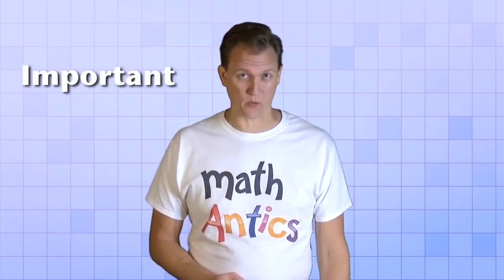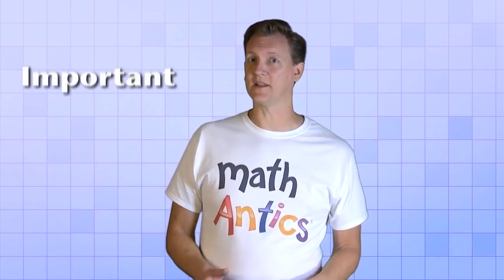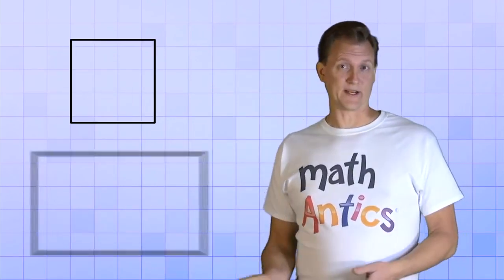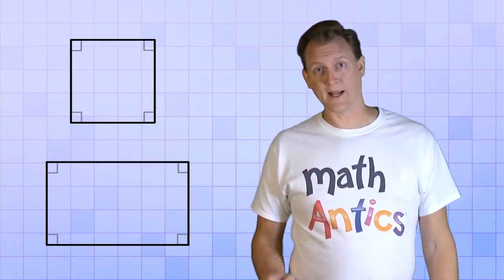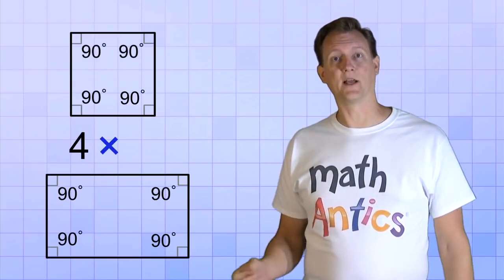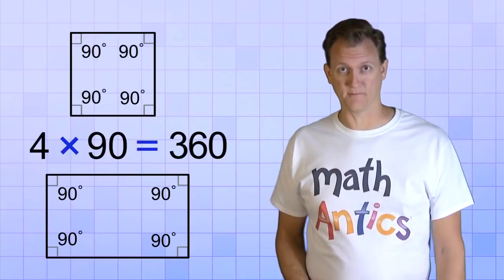But there is one more really important thing you need to know about quadrilaterals. You need to know that the sum of the angles of a quadrilateral is always 360 degrees. Now that's pretty obvious for a square or a rectangle. Those shapes have 4 right angles. And since we know that a right angle is 90 degrees, 4 times 90 gives us 360.